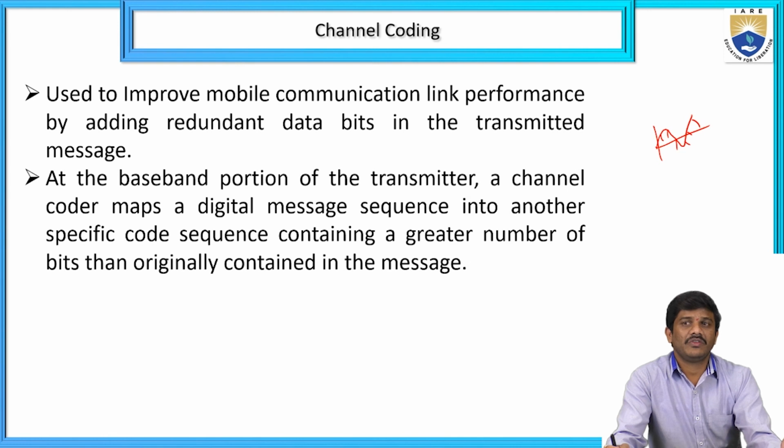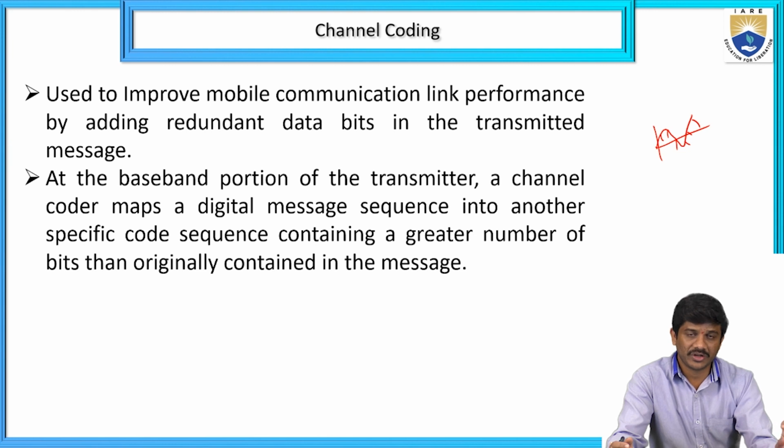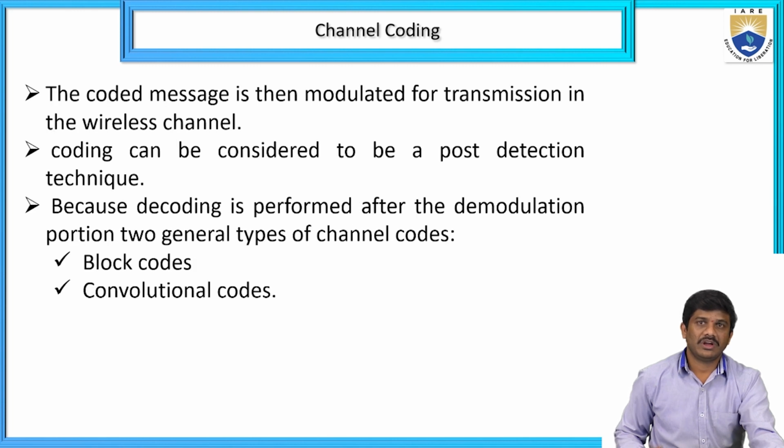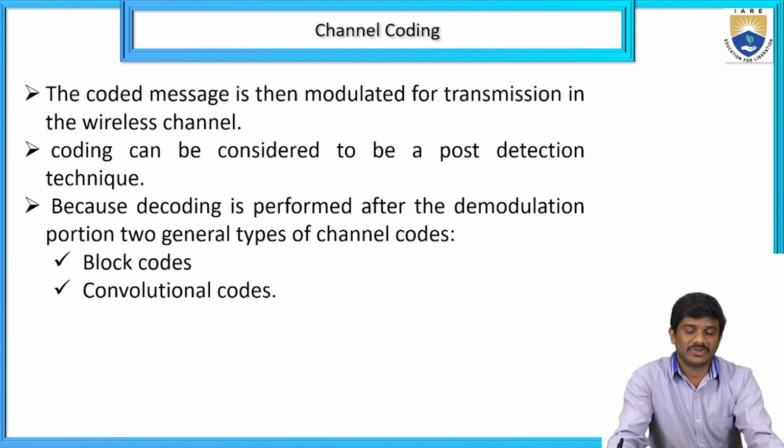In this, the transmitter's channel coder maps a digital message sequence into another specific code sequence containing a greater number of bits than originally contained in the message. The message has bits, zeros and ones. We add parity, if it is even parity, we add the redundant bits. The coded message is then modulated for transmission in wireless communication. Coding is considered a post detection technique.